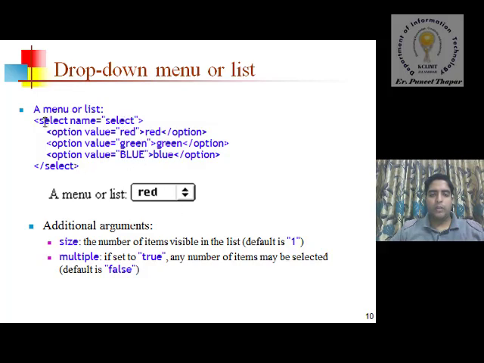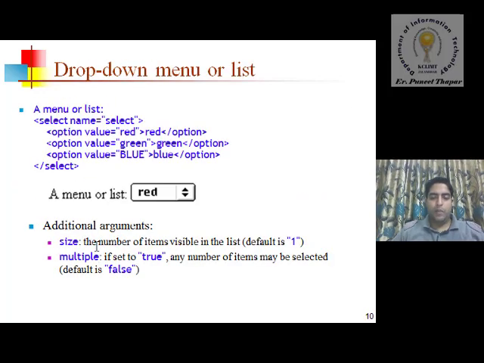How is this done? You can simply use the select keyword. The name is select, and options are available. How many options you require? Here we specify only three options. If you require more options, you can add one more option tag here. And red, green, and blue we specify as the names. So this is a simple example.